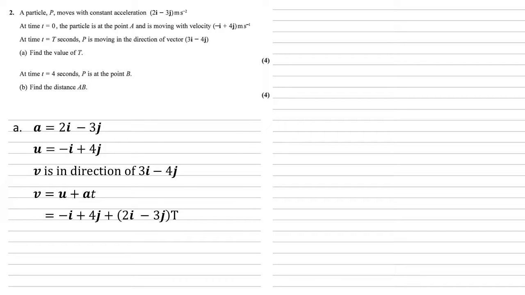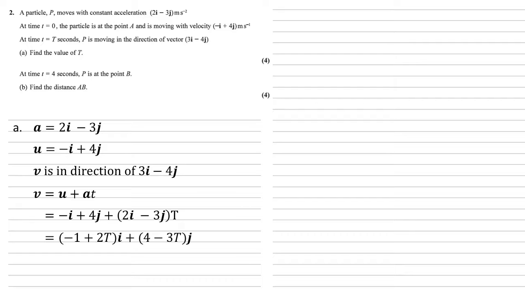Substituting our values into that, we get that v is equal to minus i plus 4j plus 2i minus 3j all times by t. Now if we rearrange this to get them in i and j, we get minus 1 plus 2t lots of i and 4 minus 3t lots of j. Now we know that this has got to be in the direction of the vector 3i minus 4j, even though we don't actually know what that full velocity is.